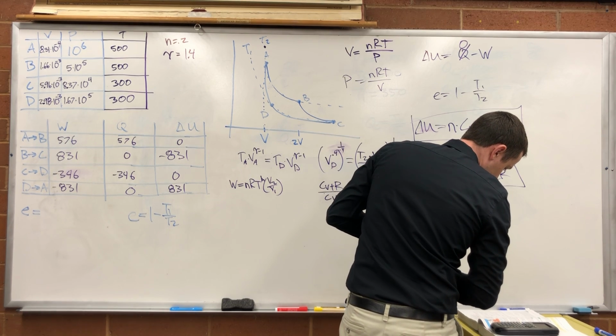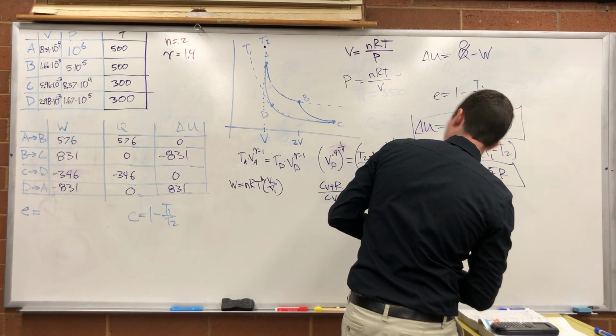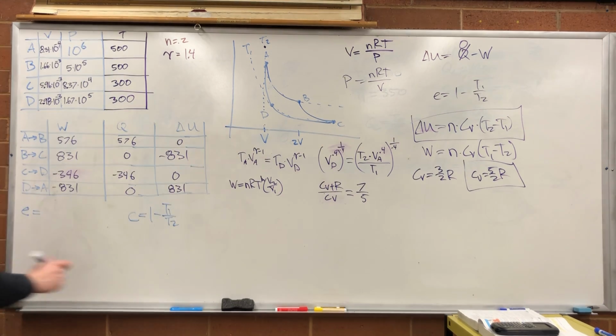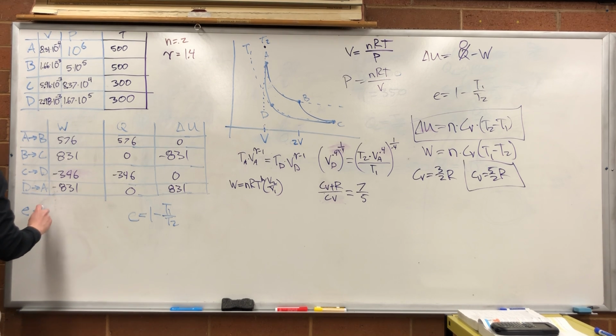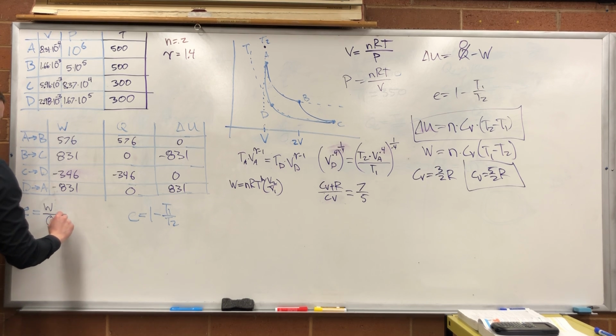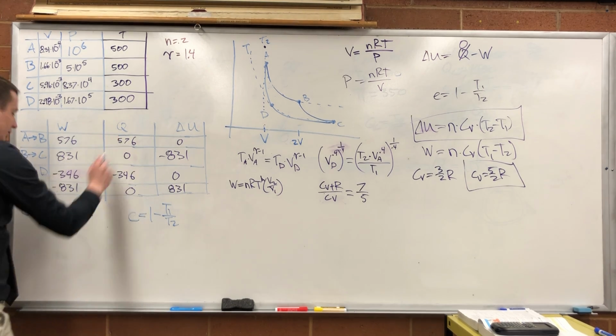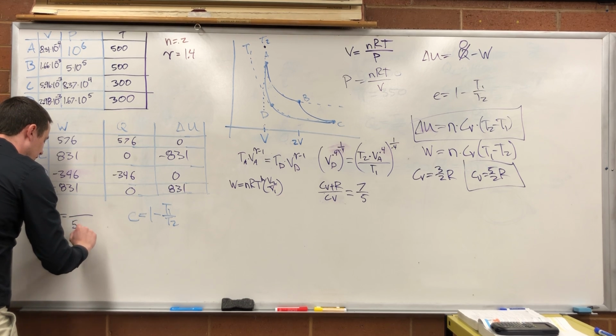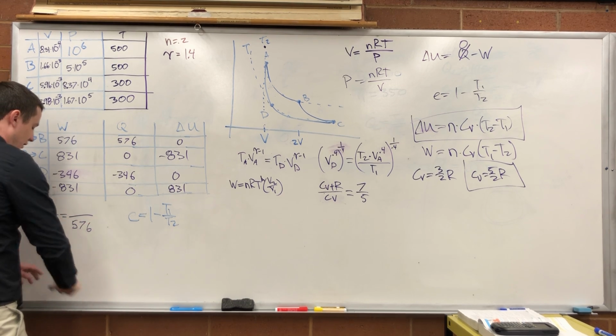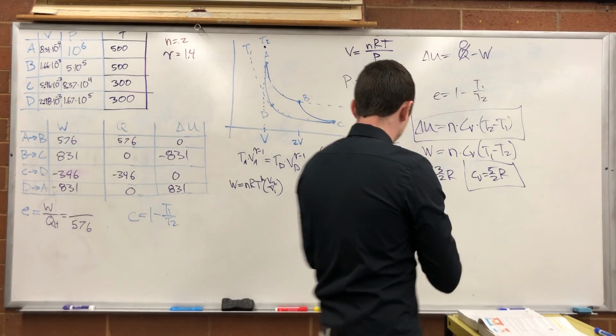And your efficiency. Minus 832, minus 832. Okay, so we got all those. So now how do we calculate our efficiency? Our efficiency is work divided by Q sub H. We can add all these up to get our work. But what's Q sub H equal to? 576, yeah. The heat that comes into the system. Okay, so we'll add up all the works and then we'll divide by that.